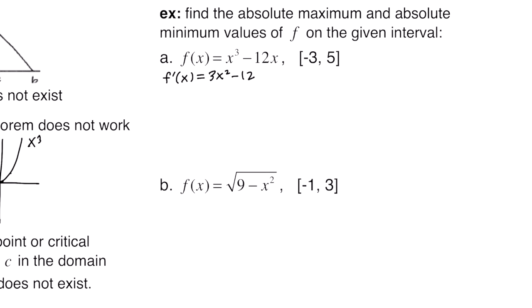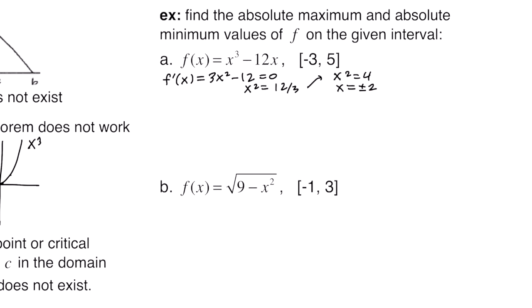Then we set this equal to 0 and solve. So our critical numbers are plus or minus 2. Now we're going to set up our table of values. We're going to plug in our critical numbers, and we're going to plug in our endpoints into f. We're going to see which ones produce the largest and the smallest values, and that will be our absolute maximum and absolute minimum values. So I'm going to go in numeric order.